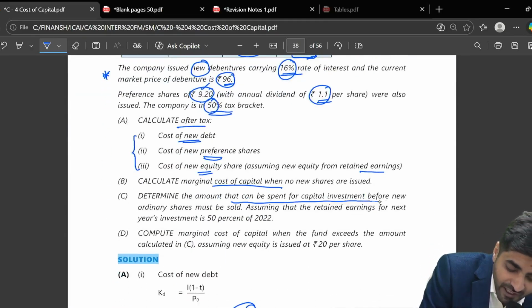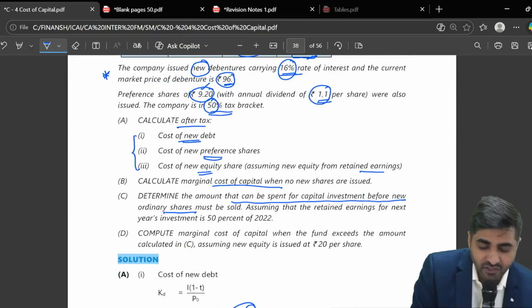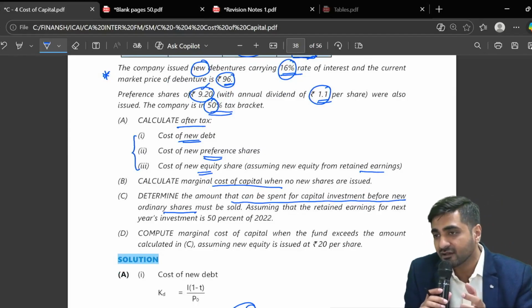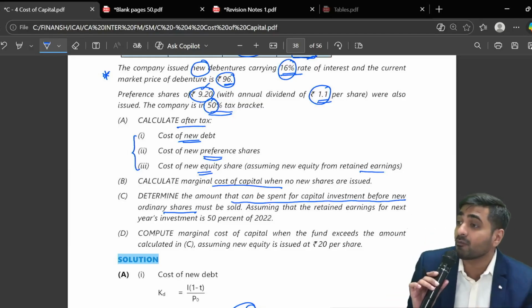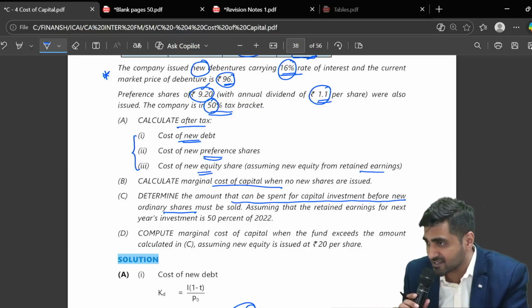Determine the amount that can be spent before new ordinary shares are issued. What is an ordinary share? Equity shares. So before we issue equity shares, what is the new amount I can raise? That is something which is asked in the question.